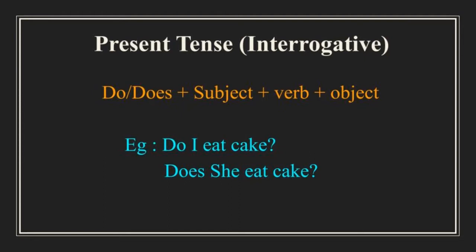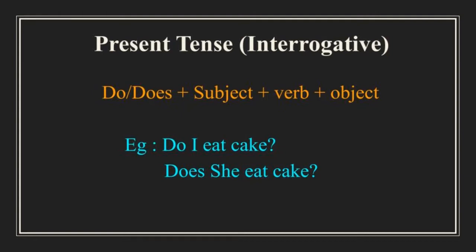Look at the examples given. The first one is: do I eat cake? Do is the auxiliary verb used for first person and second person. The subject is I, it is first person. And the next one is the verb eat, and then cake. Do I eat cake? This is the way we should form interrogative sentences.